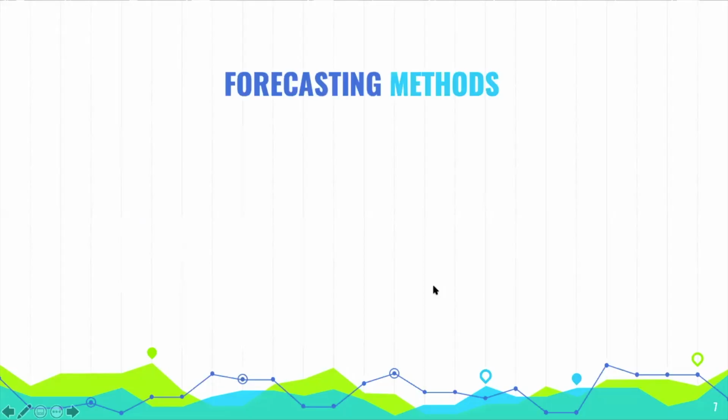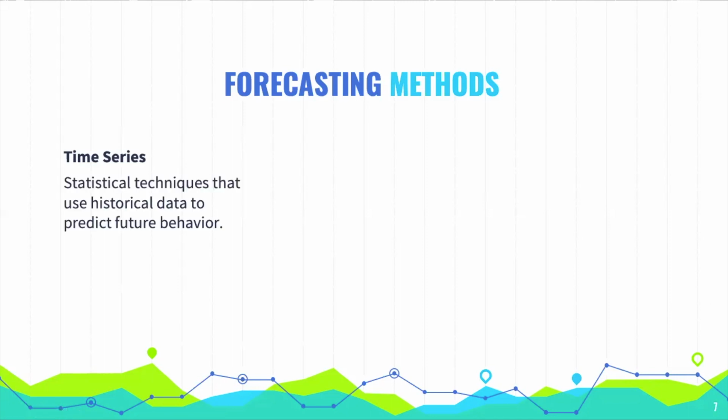So what are the methods that we use? There are three methods that we use in doing forecasting. The first method is the time series method. This is a statistical technique that uses historical data to predict future behavior. So kung meron tayong historical information, then we can use that to predict what will happen in the future.